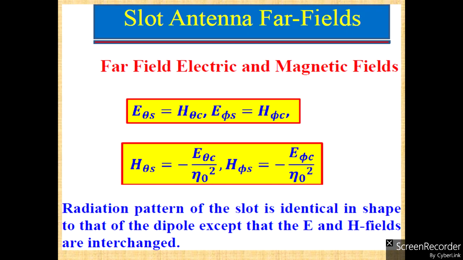Next, this slide is similarly taken from NPTEL. Now the far field equations of the slot antenna, the far field of electric and magnetic fields. The radiation pattern of the slot is identical in shape to that of the dipole, except that the E and H fields are interchanged. For a dipole we have E theta and H phi, but here it is E phi and H theta. That's the only difference, and it will be nearly the same.